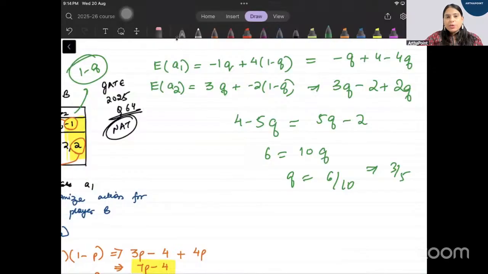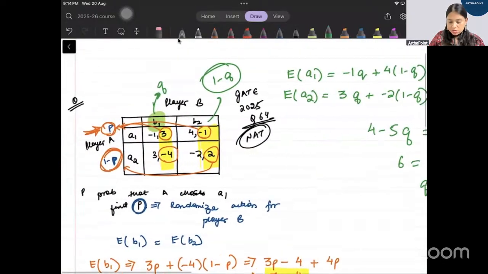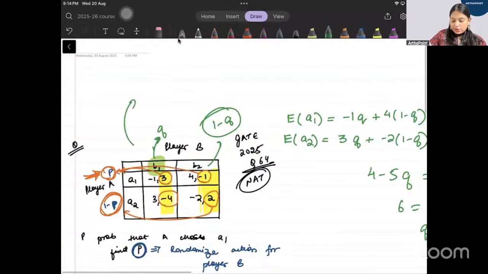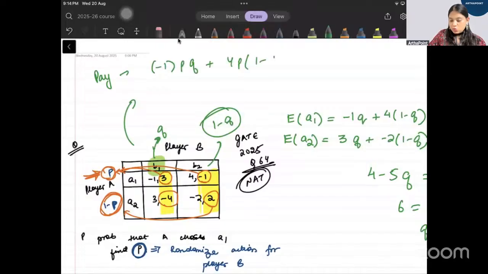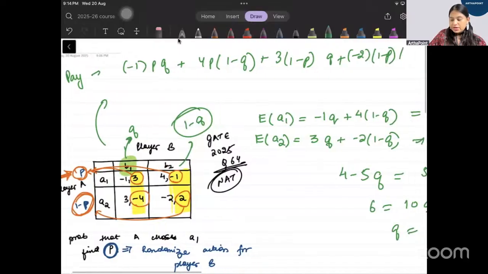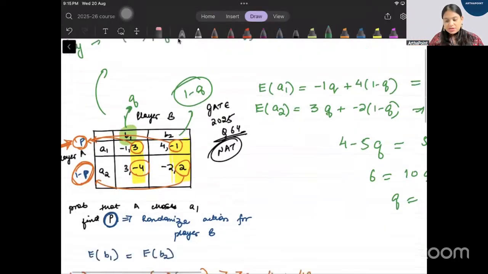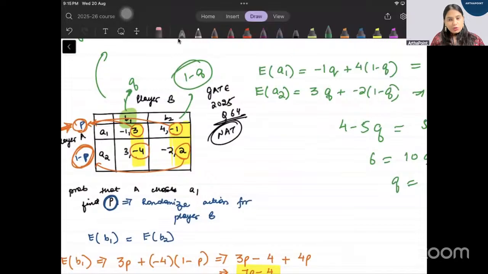You can multiply with own payoff also, but then you have to differentiate. We haven't done that in advance. You follow this method. It is possible that I can write down the payoff of player 1 like this: -1 into P into Q plus 4 into P into 1 minus Q plus 3 into 1 minus P into Q plus -2 into 1 minus P into 1 minus Q. I can use this method where I multiply and then maximize with respect to P. But I don't want to do this. This is an easier method that I've taught in advanced lectures. You follow that.